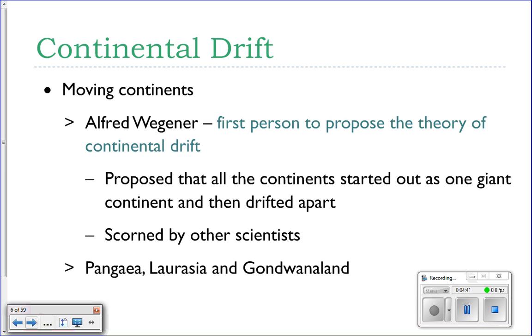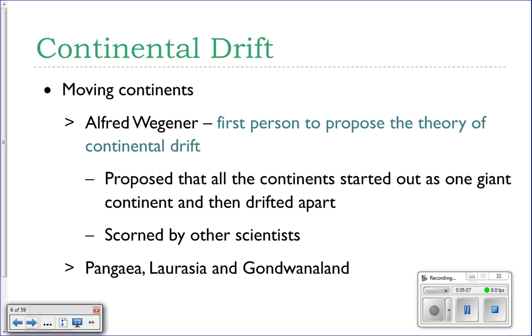Okay, Alfred Wegener. He proposed this theory, and the scientific community said, you're done. There's no way that can happen. We have no forces that are great enough to move continents. You're ridiculous. They laughed at him and said he was stupid, and later he was proved correct.